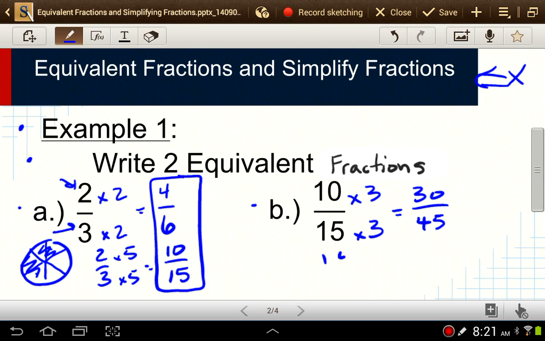Okay, let's do a second one. Now when I do equivalent fractions, I can also divide the numerator and denominator by the same number. So in this case, I can see that 5 goes into both 10 and 15.